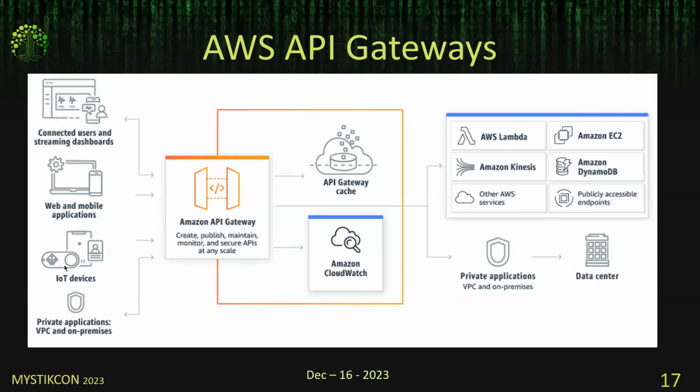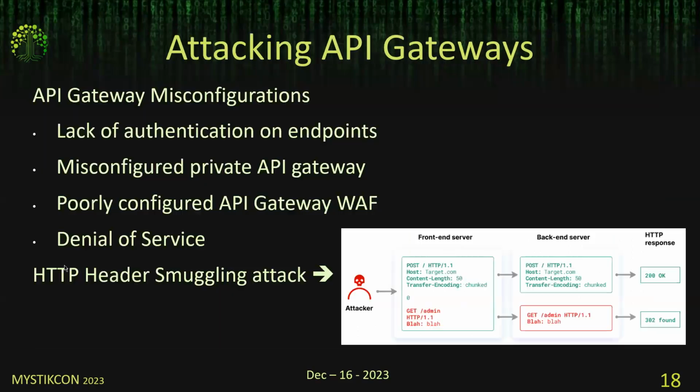So API Gateway acts as a front door for applications to access data, business logic, or functionality from your backend services, such as workloads running on Amazon Elastic Compute Service, code running on AWS Lambda, or any data stored in DynamoDB, those kinds of things.